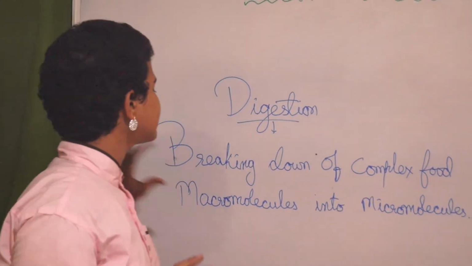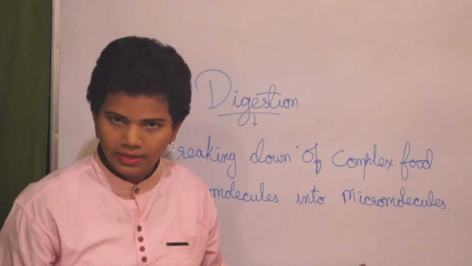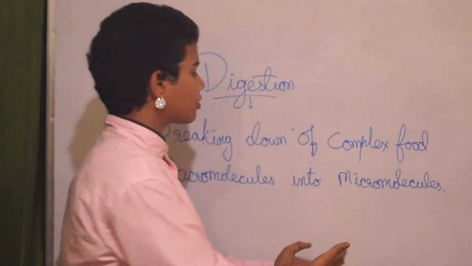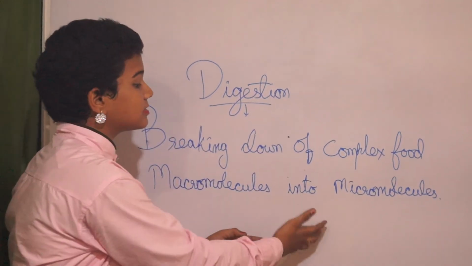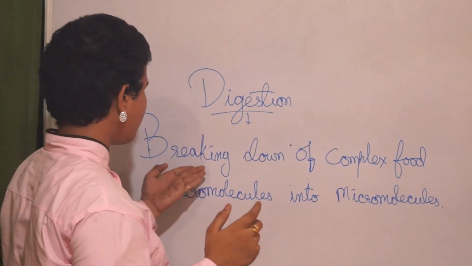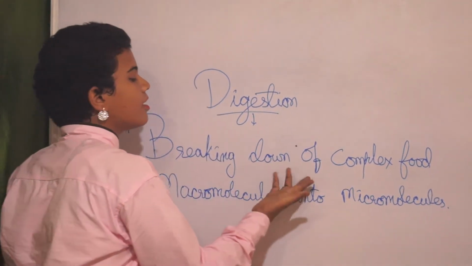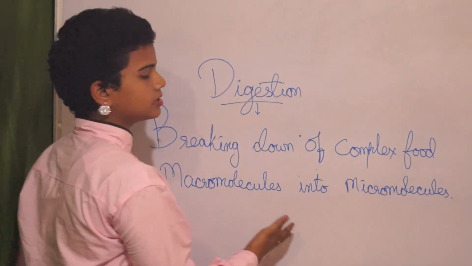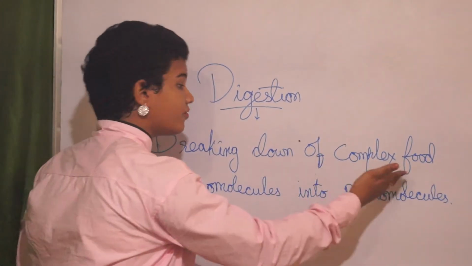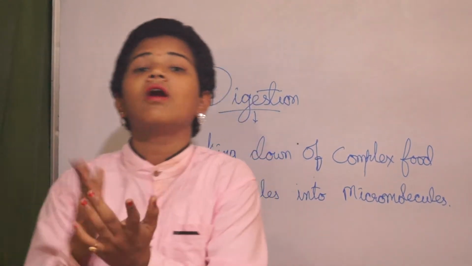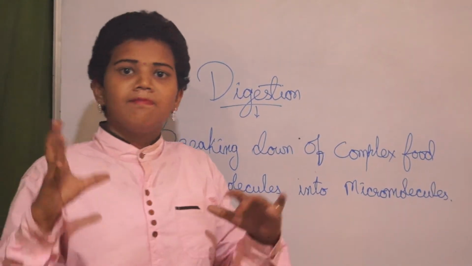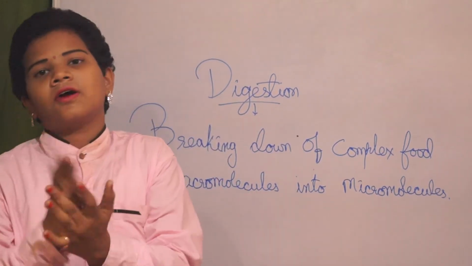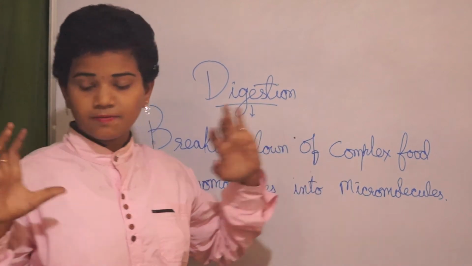Now, what are macromolecules and what are micromolecules? Macromolecules are larger, bigger substances, and micromolecules are smaller substances. Remember, digestion is breaking down of food from larger substance to smaller substance so it can be easily digested. Macromolecules are further broken down into smaller substances called micromolecules. This is digestion.